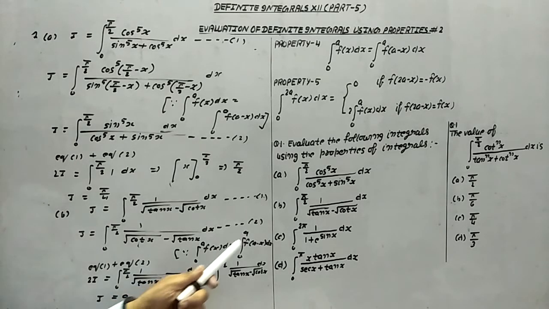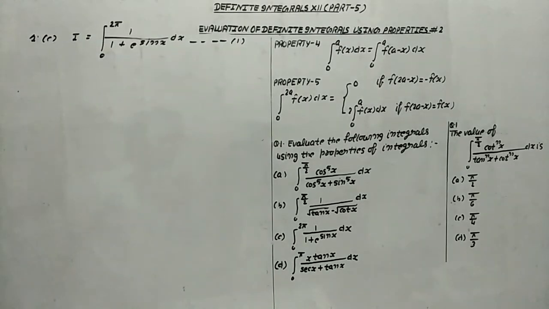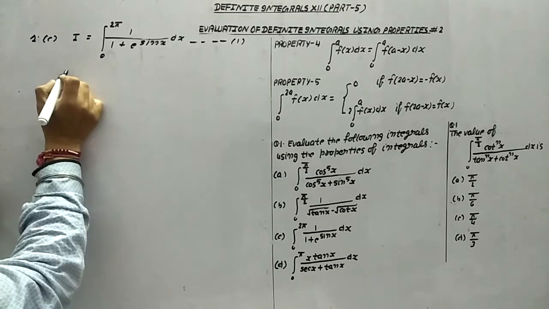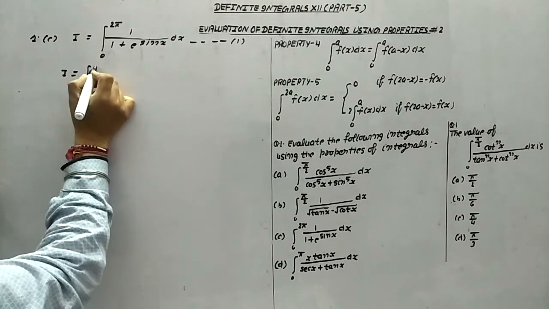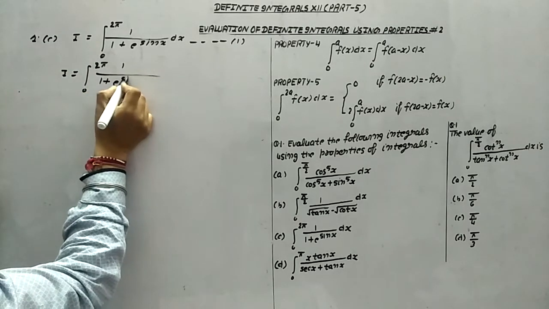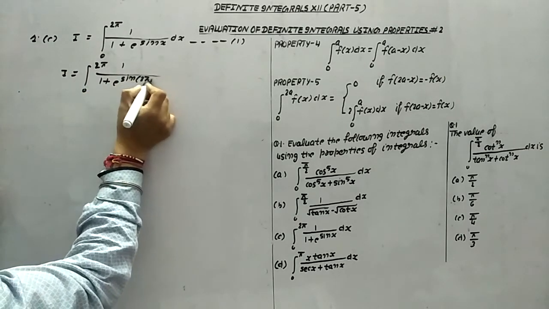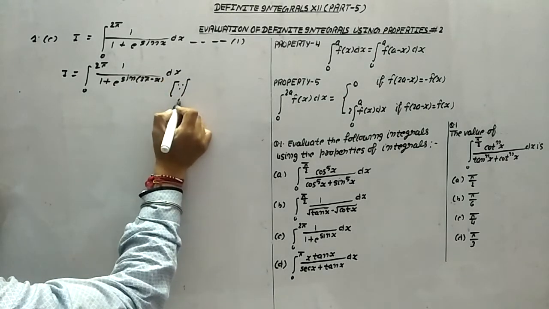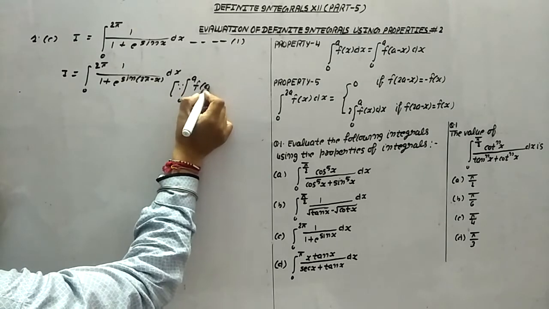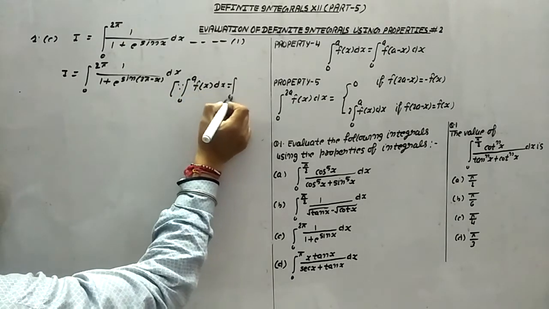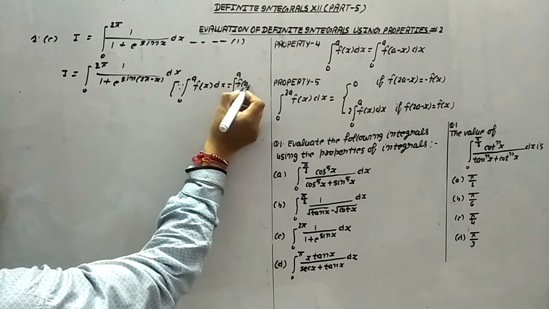Now we will do part C of this question. In this C part, let us suppose this is equation number 1. Now again I is equal to integration 0 to 2 pi of 1 upon 1 plus e raised to power sin(2 pi minus x) dx. Again on the basis of the property, integration 0 to a f(x) dx is equal to integration 0 to a f(a minus x) dx.